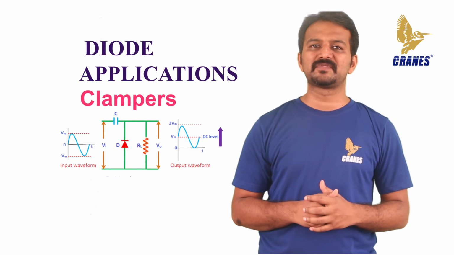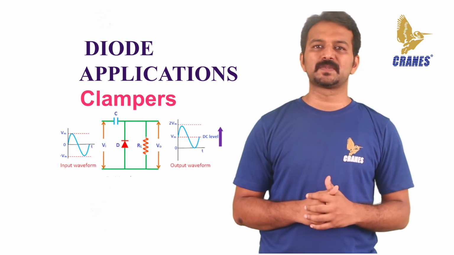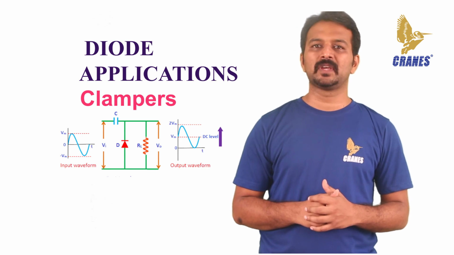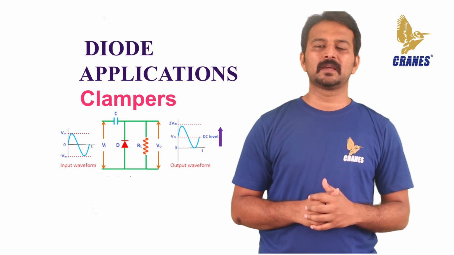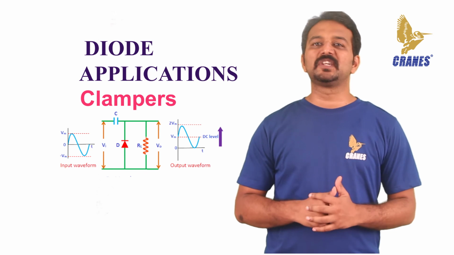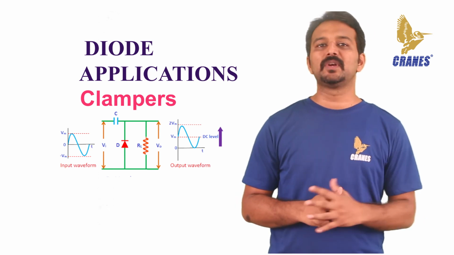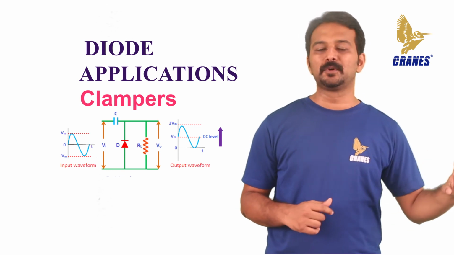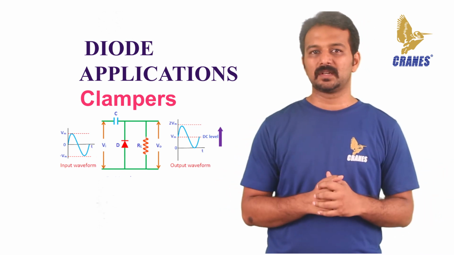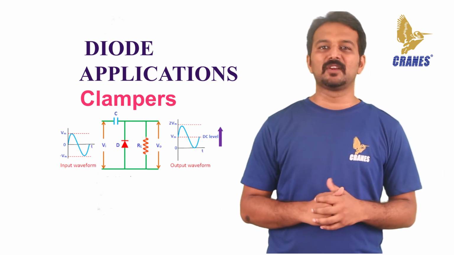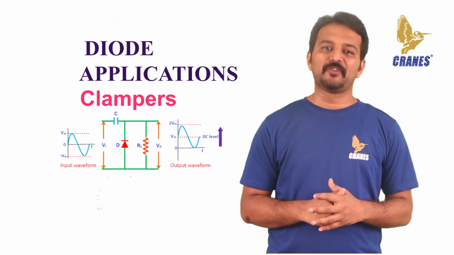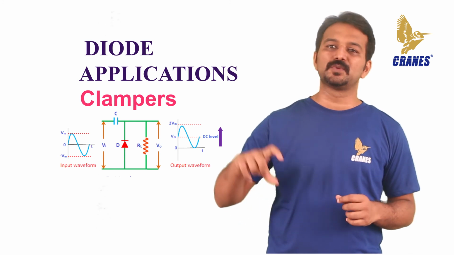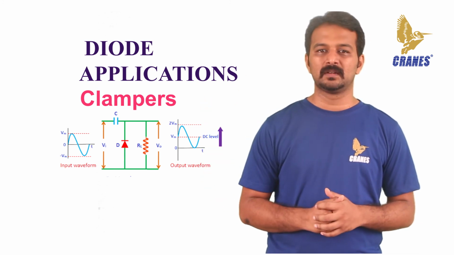During the positive half cycle of the input, the diode is reverse biased. So the output voltage is equal to the sum of the input voltage and the capacitor voltage. During the negative half cycle of the input, the diode is forward biased and behaves as a closed switch, so the capacitor charges to the peak value of the input signal.